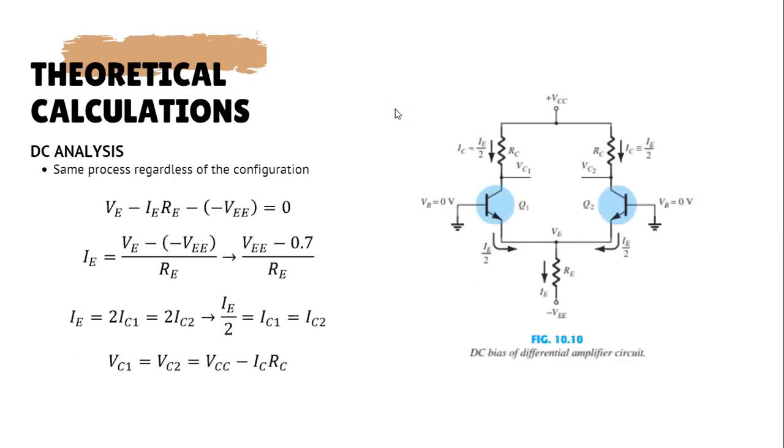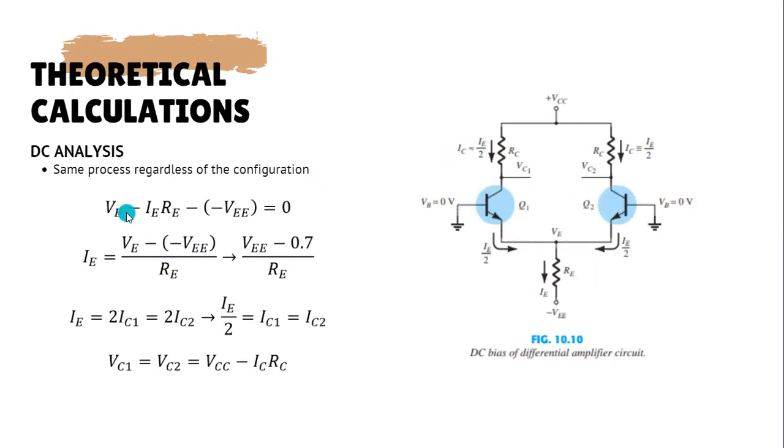So for the theoretical calculations of a differential amplifier, similar to the BJT and FET solutions that we have discussed before, there is a DC analysis and AC analysis. For the DC analysis, the same process is followed regardless of whatever configuration you're talking about. Single-ended, double-ended, and common mode all have the same process for the DC analysis. In this particular picture, it's a double-ended, but both inputs are zero anyway, since this is just an example.